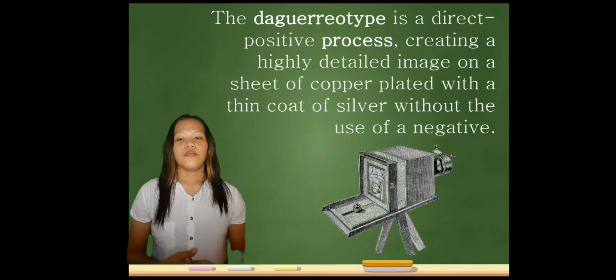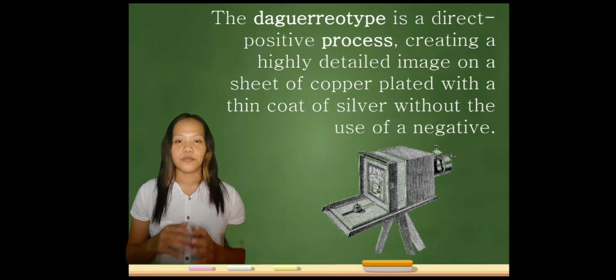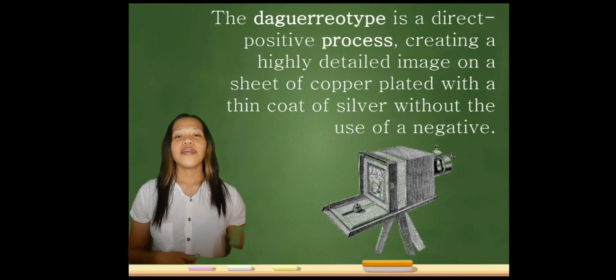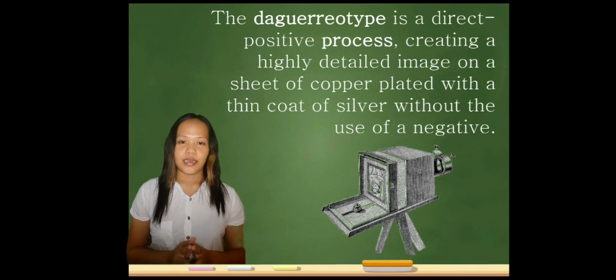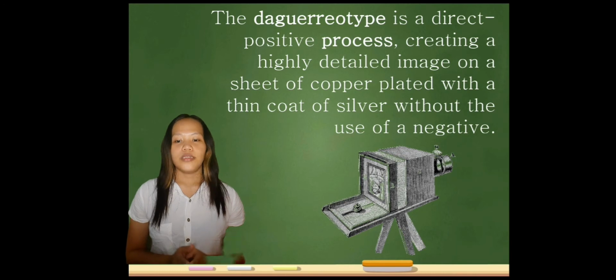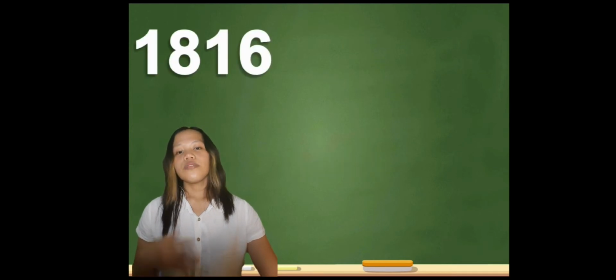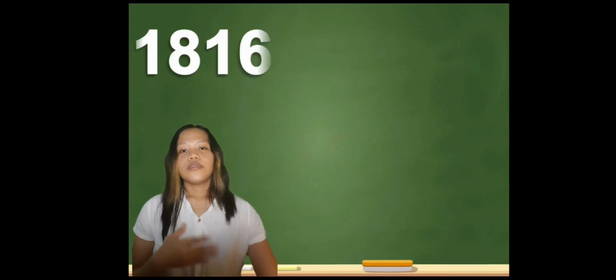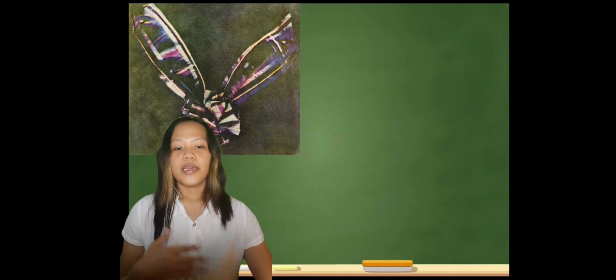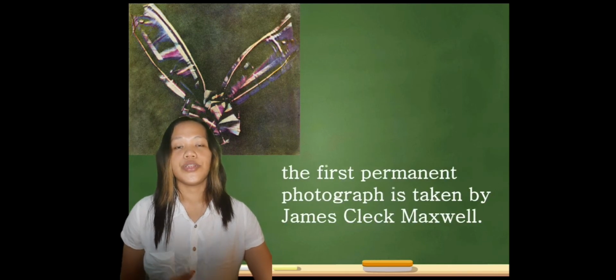The daguerreotype is a direct positive process, creating a highly detailed image on a sheet of copper plated with a thin coat of silver, without use of a negative. In 1816, the first permanent photograph was taken by James Clerk Maxwell.